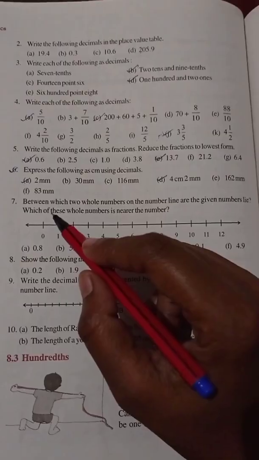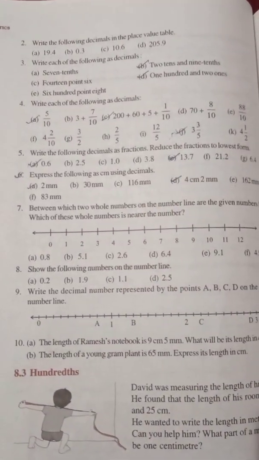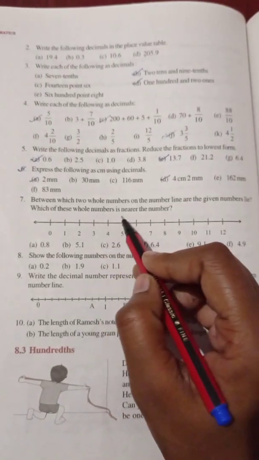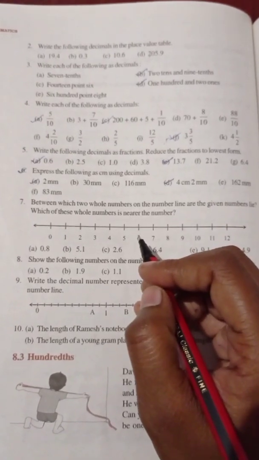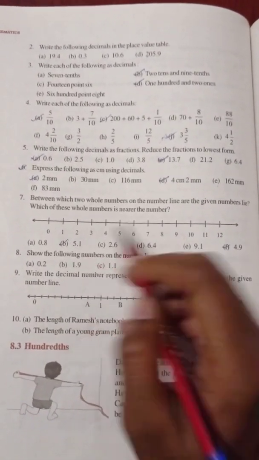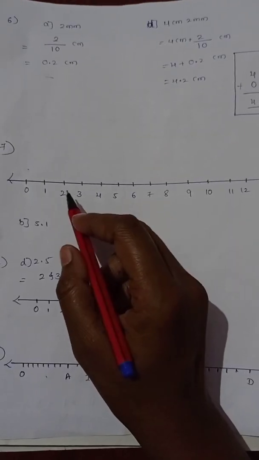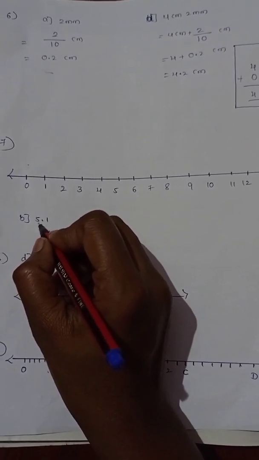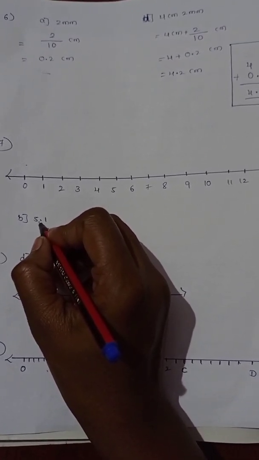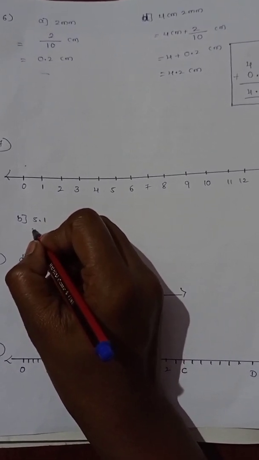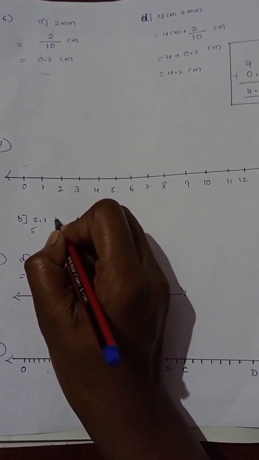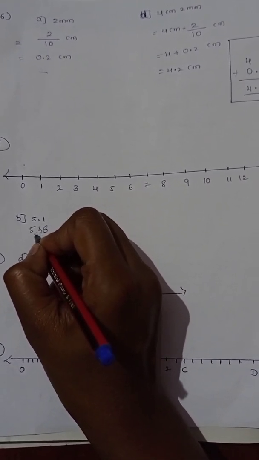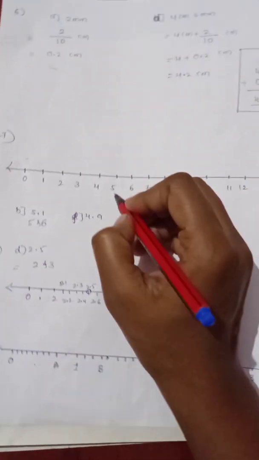Okay. Between which two whole numbers on the number line do the given numbers lie, and which of these whole numbers is nearer to the number? Here I am solving B and F. Okay. Children, see, 5.1 will come between which two numbers, children? See, 5.1 means after 5 only 5.1 will come. So 5 is less than 6, right? So I will write 6. So it will come between 5 and 6. I'll mark it here.